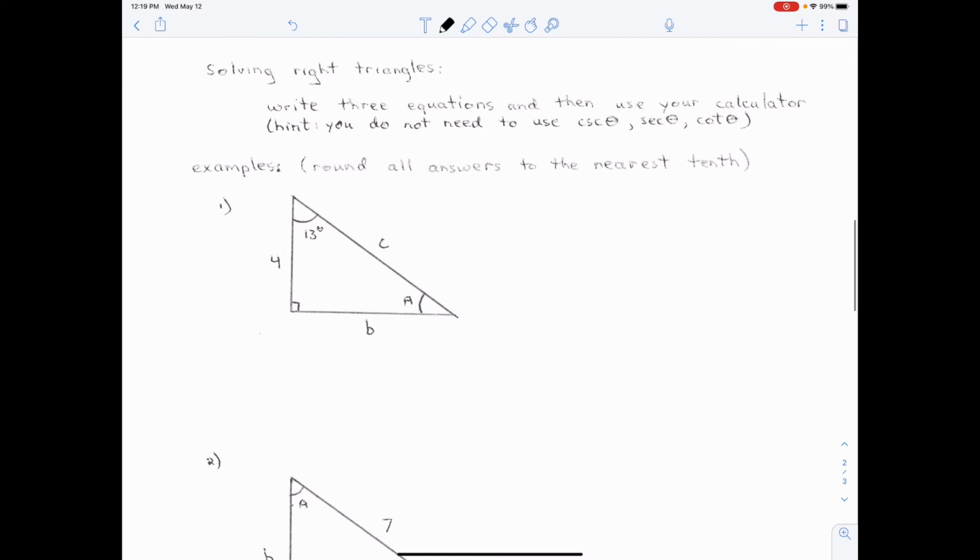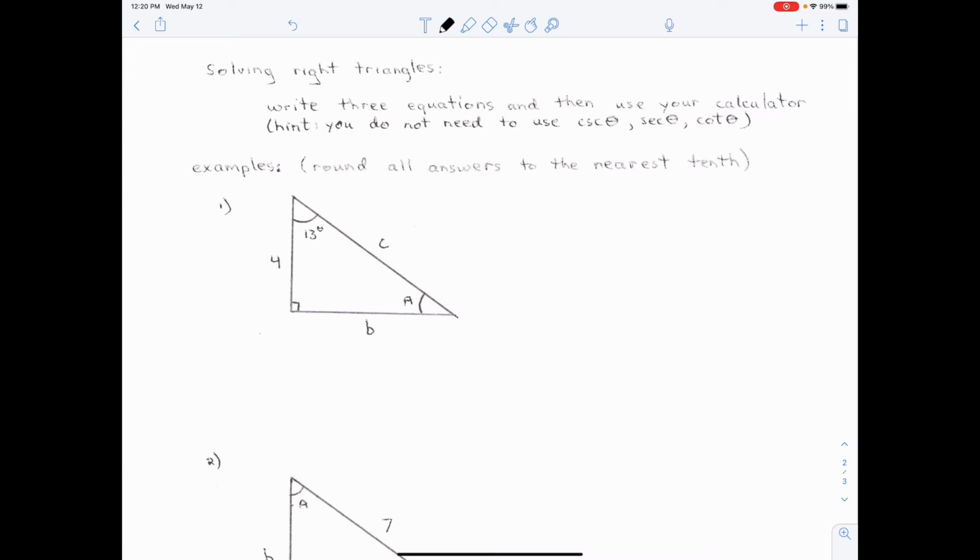solving right triangles. What I'm going to ask you to do is, given a triangle, or maybe given a word problem where you have a right triangle, find the 3 missing pieces of information. Okay, this is what I suggest you do, and I can't emphasize it more. You'll really make fewer mistakes if you do this. Write the 3 equations first, then solve them.